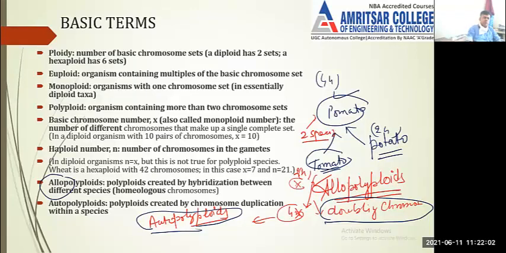Ploidy, basic set of chromosome. Euploid, multiple sets of basic chromosome. Monoploid and euploid. What is monoploid? Organism with one chromosome set. Polyploid, more than two chromosome sets, and so chromosome number X, monoploid. Haploid, number of chromosomes in the gametes. Allopolyploid, polyploid created by hybridization between different species. Autopolyploid, polyploid created by chromosome duplication. Now it's clear? Clear, yes sir.